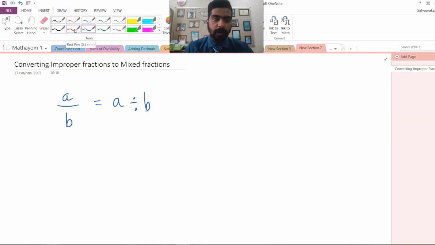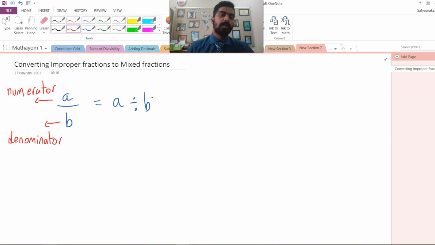Now when I have a fraction a over b, the number that is on the top is what I would call the numerator, and the number that is on the bottom is what I would call the denominator. So the top is called the numerator and the bottom is called the denominator.